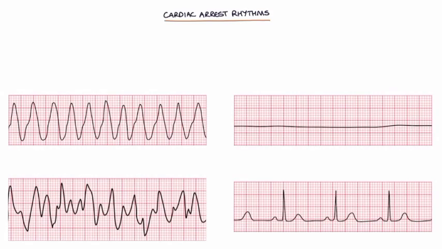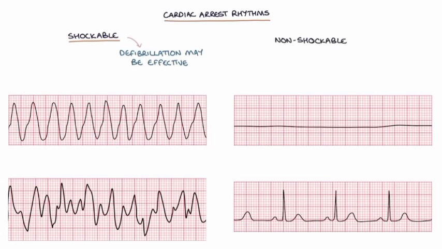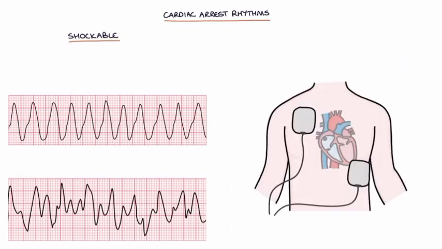Let's start by talking about the cardiac arrest rhythms. There are 4 possible rhythms that can occur in a pulseless patient. These rhythms are either shockable, meaning that defibrillation may be effective, or non-shockable, meaning that defibrillation will not be effective. The shockable rhythms are ventricular tachycardia and ventricular fibrillation.